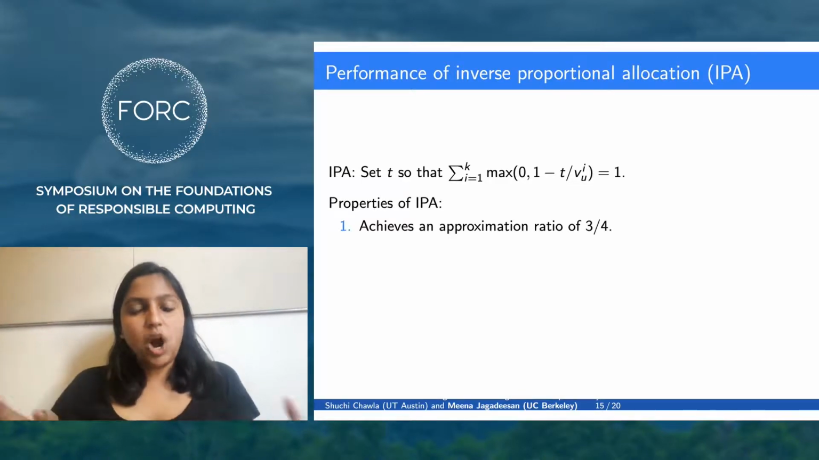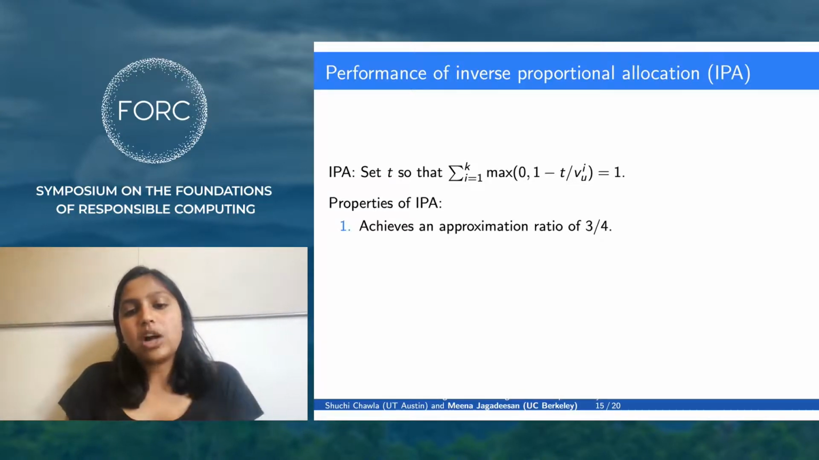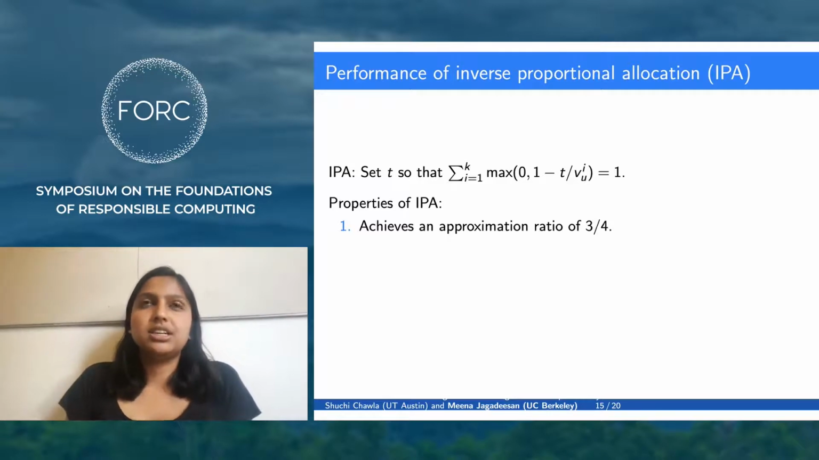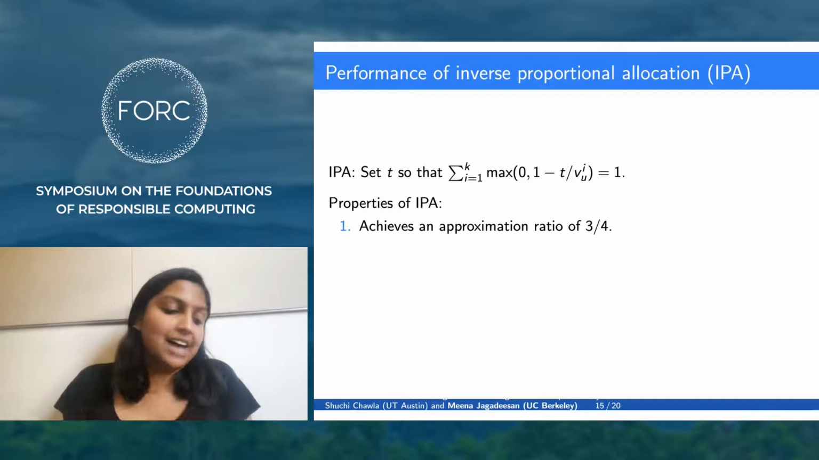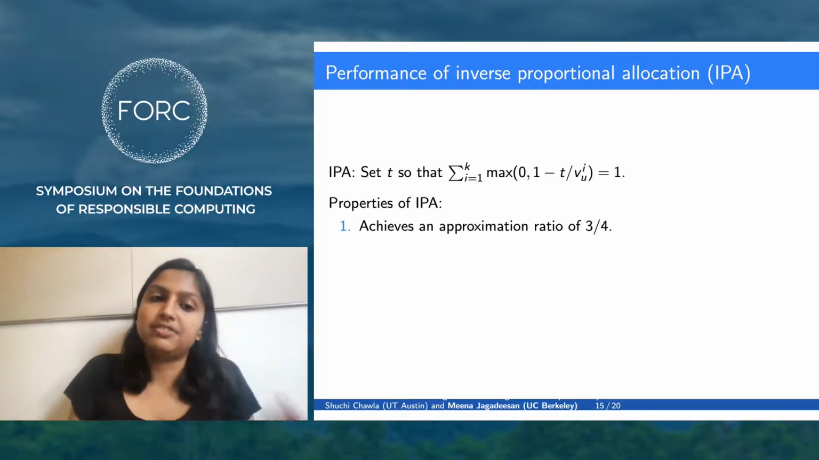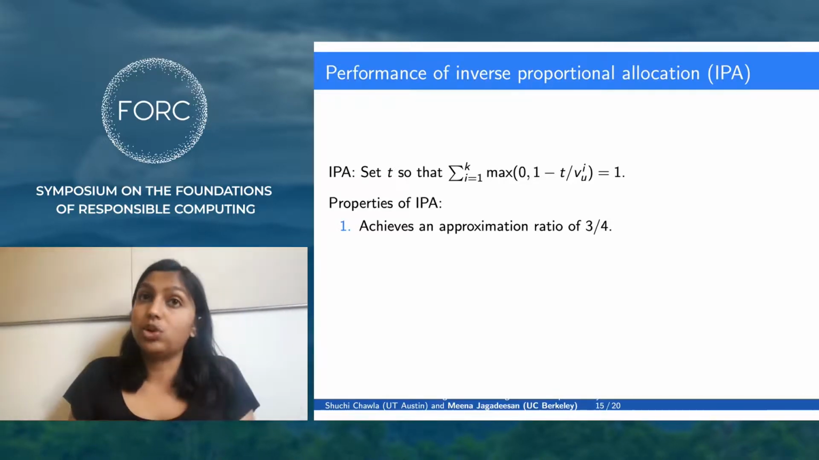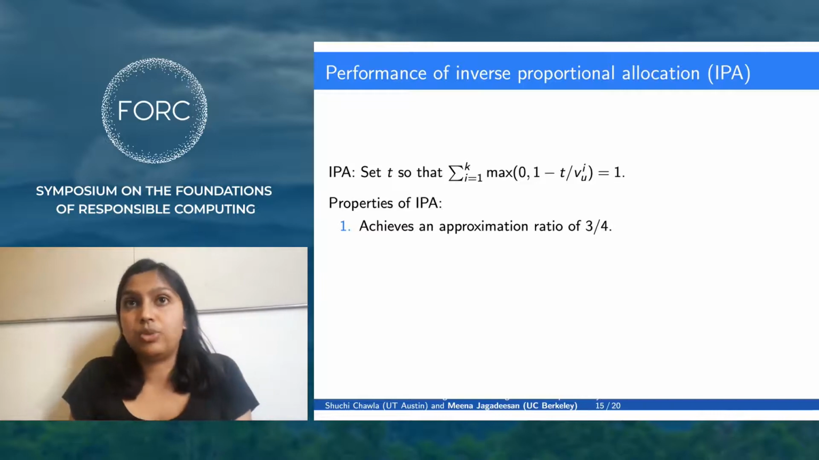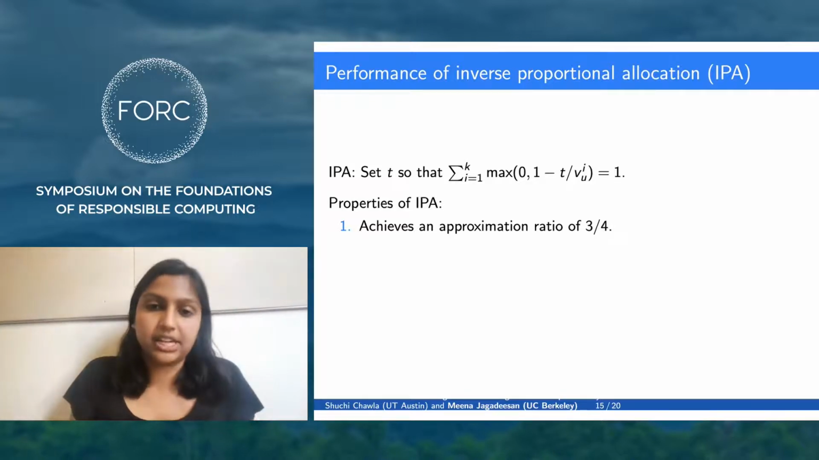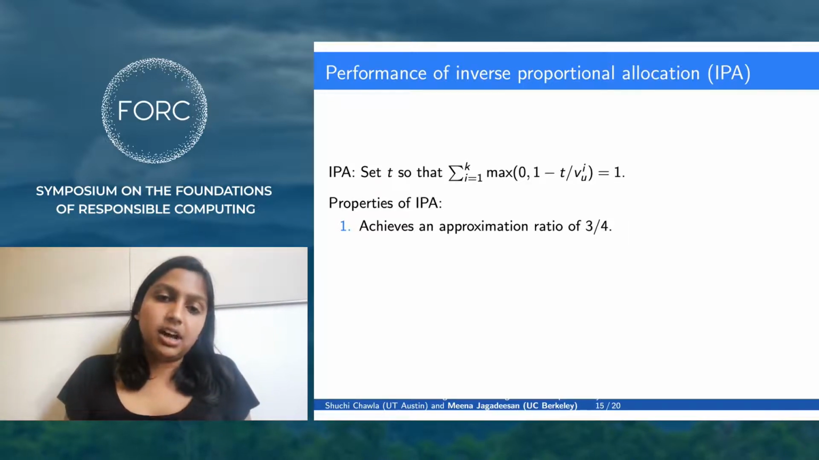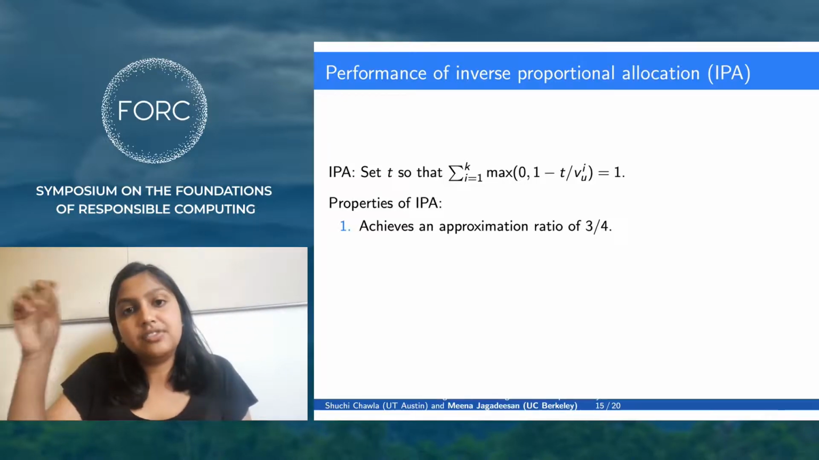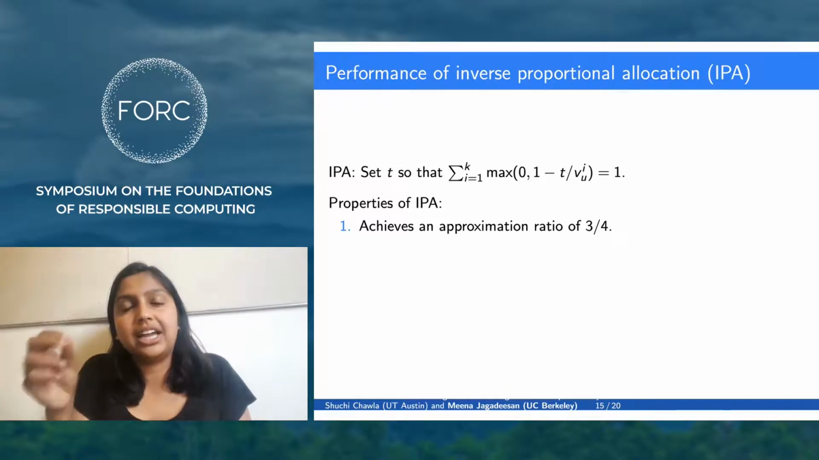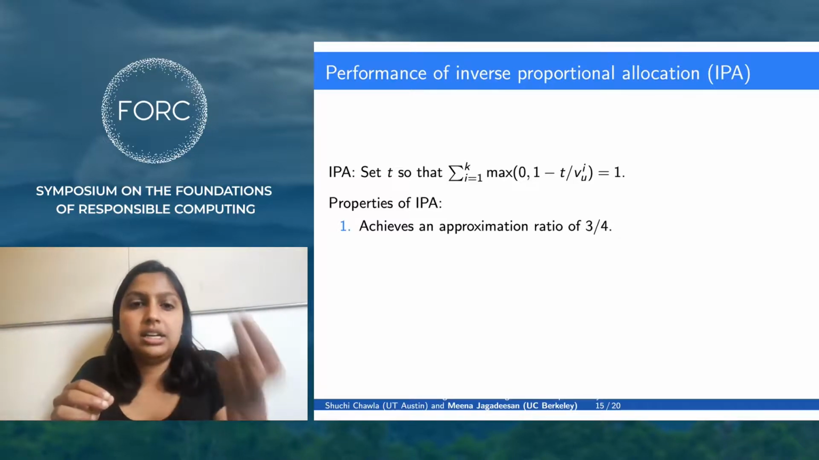So the first property is that it achieves an approximation ratio of 3/4. This is a constant regardless of the number of advertisers in the system. This represents a very sharp distinction against proportional allocation, which had its social welfare go to 0 as the number of advertisers went to infinity.